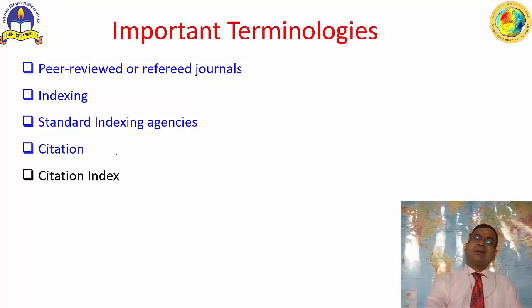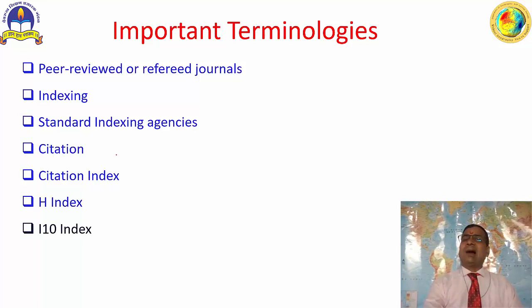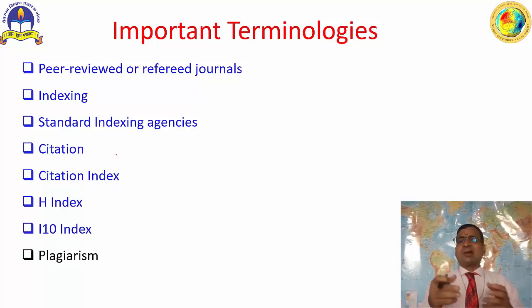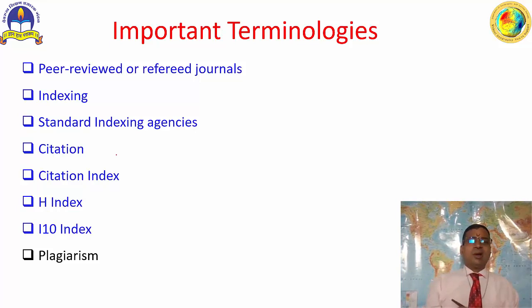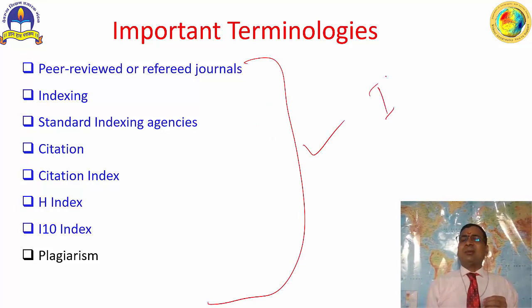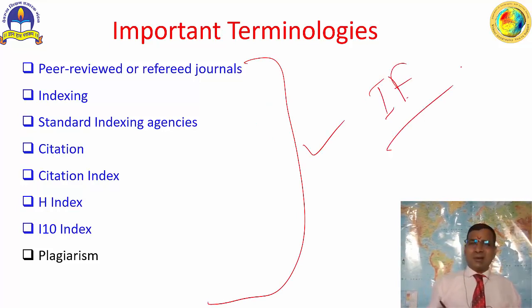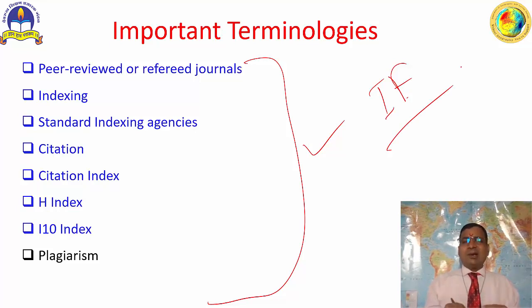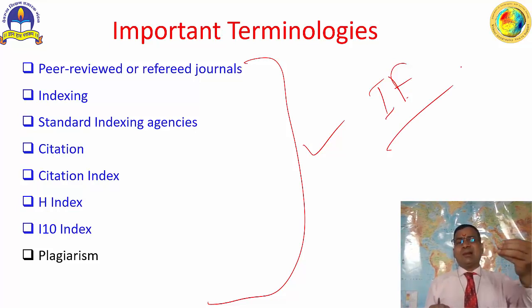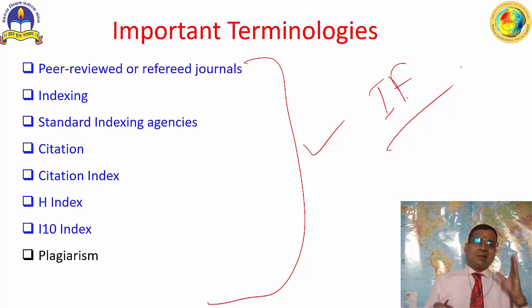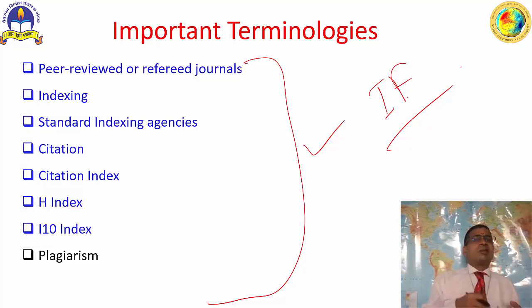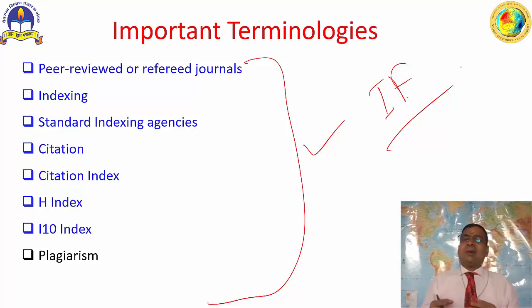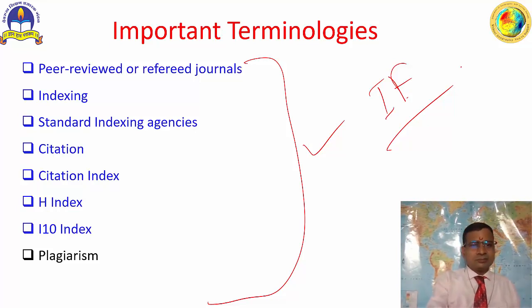Then we should be aware of the citation index, the H index, the i10 index, and plagiarism. These are some of the fundamental concepts, and I am sure that if you are aware of these terminologies, you will definitely understand what impact factor means. And if a journal is claiming that their impact factor is 5.2, whether it is realistic or pseudo, and what criteria are being used by that journal for the calculation of impact factor, that fundamental understanding will be beneficial to you.